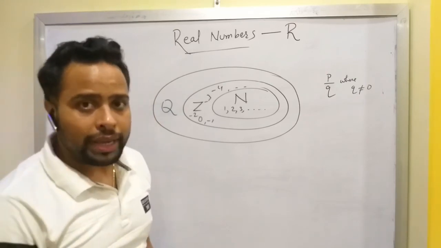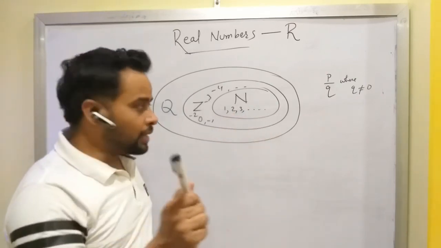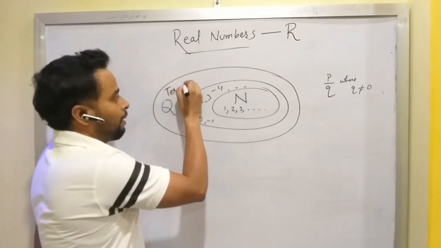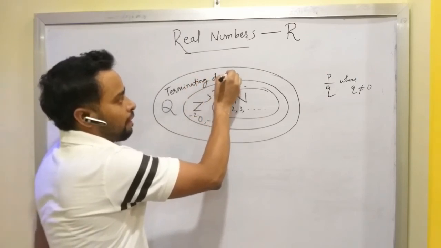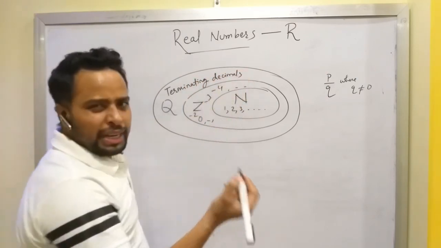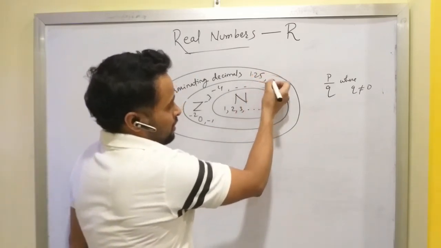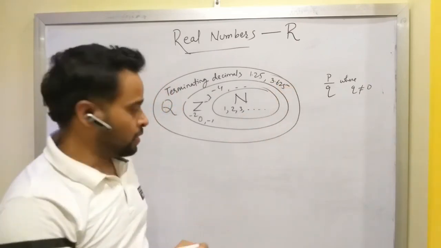This is what I was talking about just now. All these numbers are rational numbers, plus terminating decimals. An example of terminating decimals is 1.25, 3.625, and all these are rational numbers.